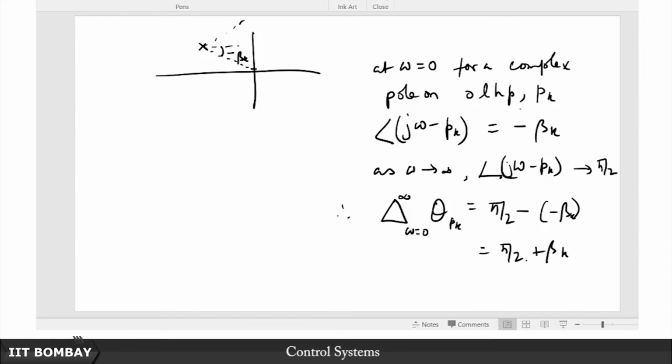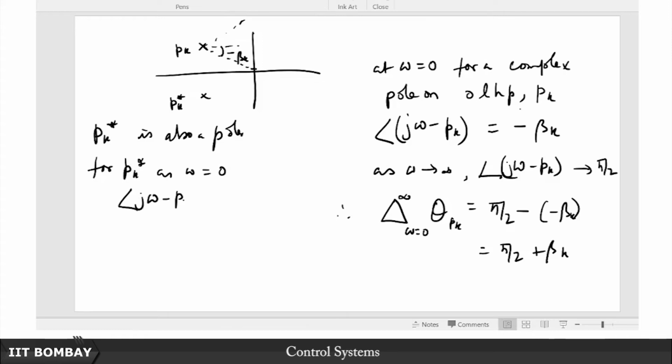So that seems like a spoilsport, no? But recall that for every such complex pole, pk star, which is the conjugate, is also a pole. And what can I say about pk star? Now look at pk star. If this is pk, then this is pk star. So for pk star, now notice, as omega is equal to 0, this angle j omega minus pk star turns out to be now exactly the opposite of that. So this is plus beta k.